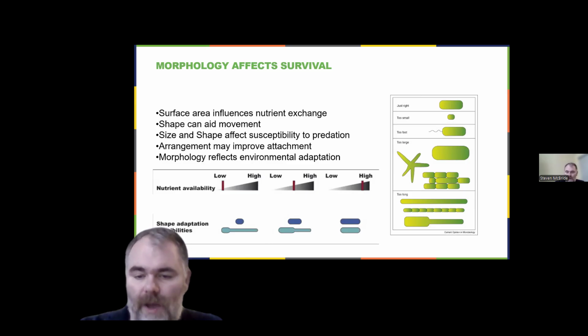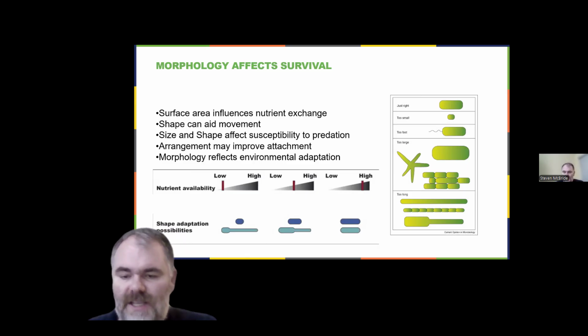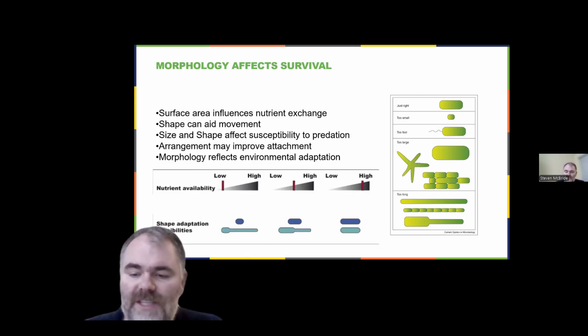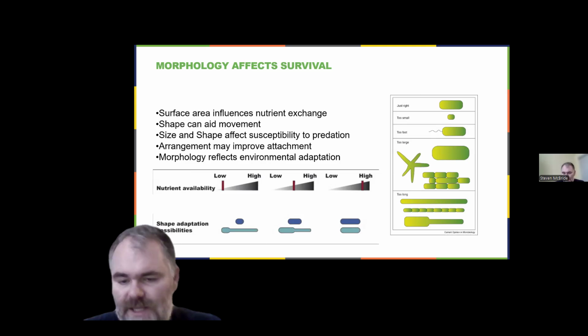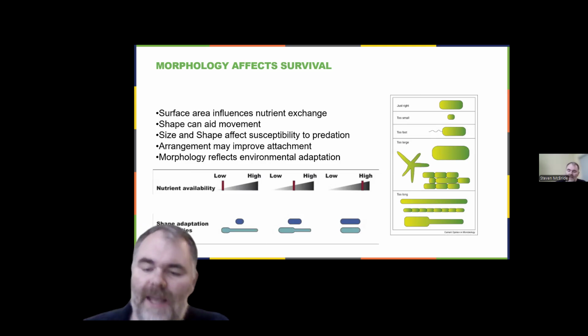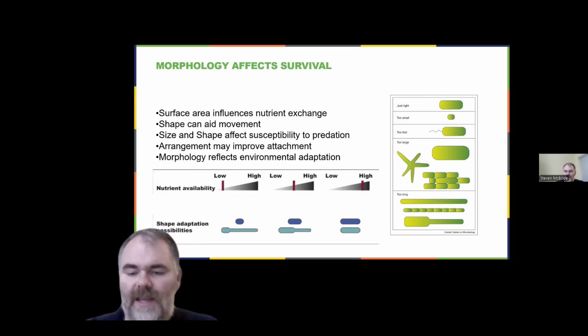Arrangement matters as well. Chains, clusters, and biofilm-forming structures can improve attachment to surfaces and help cells remain in favorable environments. Overall, morphology often reflects environmental adaptation. Different shapes and arrangements can help microorganisms survive, compete, and function in very different ecological conditions.